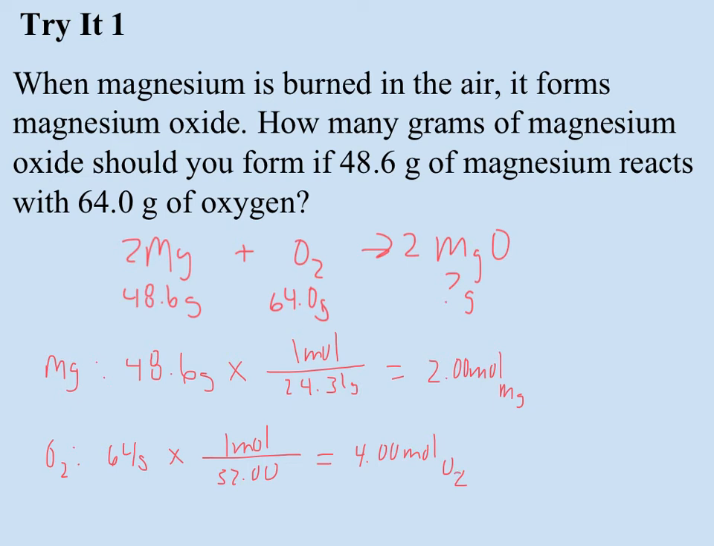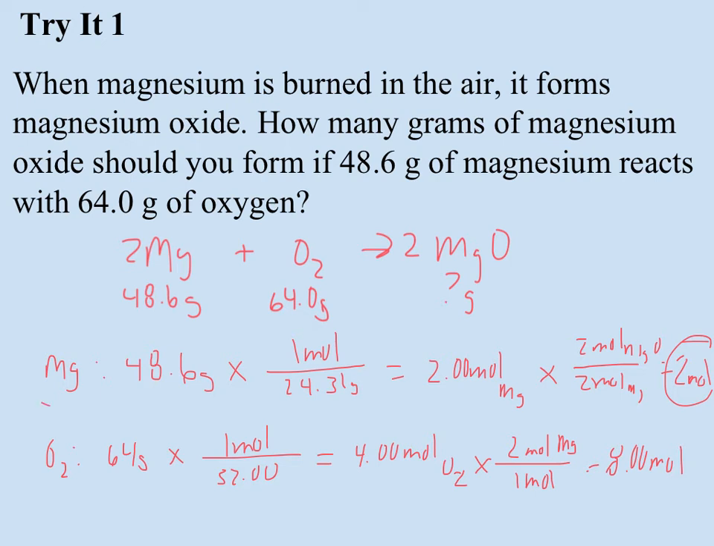And again, I can't make my final decision yet. I have to look at my molar ratios, and I see I can expect 2 moles of MgO from 2 moles of Mg. But with my oxygen, I can expect 2 moles of MgO from every 1 mole of O2. So this is actually going to be 8 moles of product. So this forms less product, so Mg is going to be my limiting reactant, and I will only make the 2 moles.